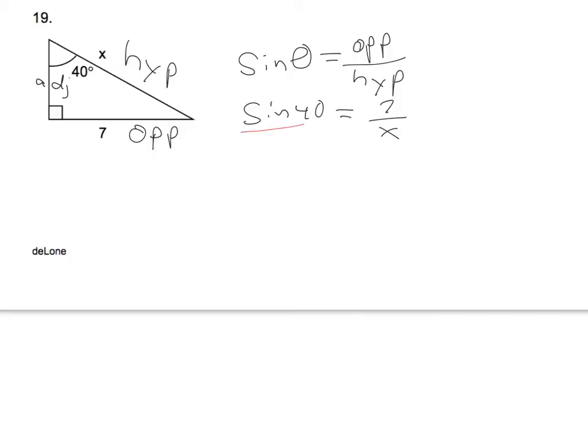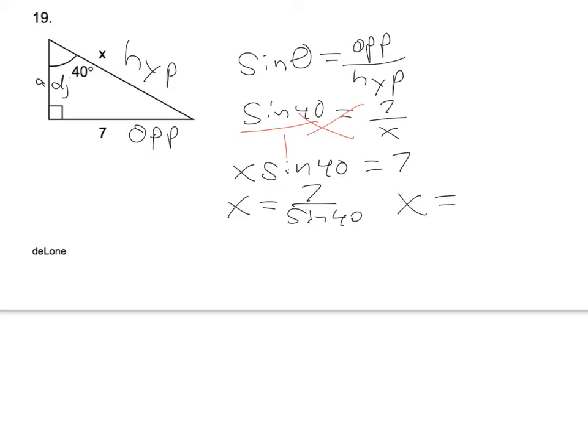I'm going to cross multiply once again, and I'm going to find that x sine of 40 is equal to 7. So dividing both sides by sine of 40, which remember is simply a number, I'm going to get 7 over sine of 40. I can go ahead and use my calculator now, and I find that x is going to be equal to 10.89.